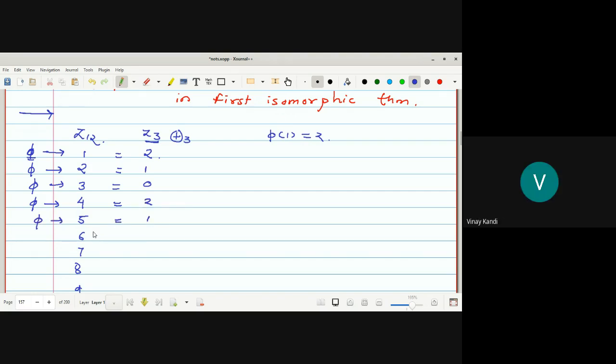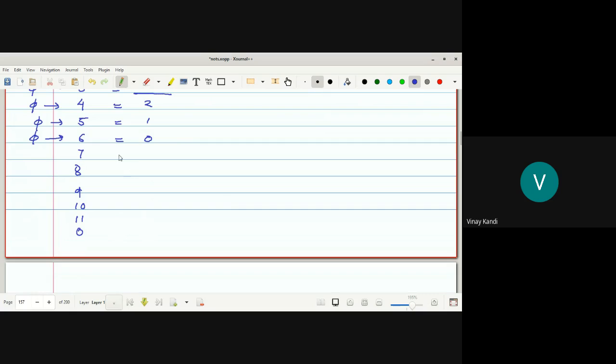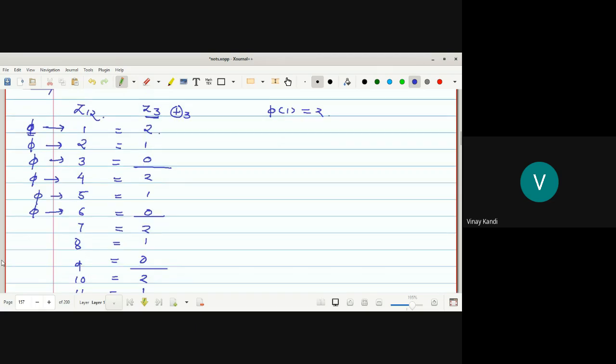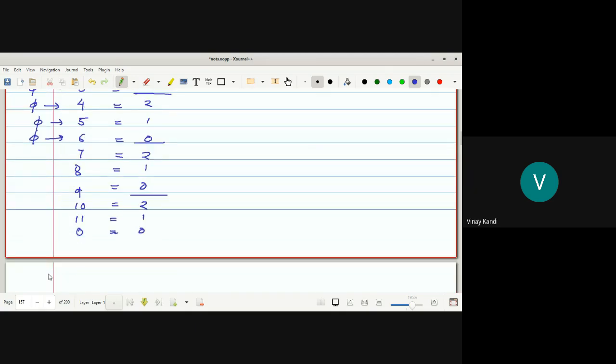Very good. Phi of 6? 1. Now see how the images come: 210, again 210, again 210, again 210. Okay, it goes in a sequence. 210, 210, 210, 210. Okay, so this is the phi image of 7, phi image of 8, phi image of 9, phi image of 10, phi image of 11, and this is phi image of 0.